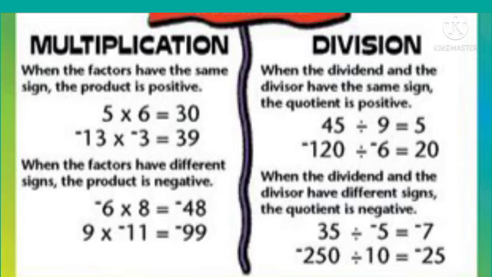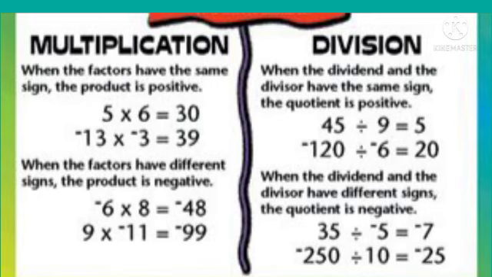And the third operation is multiplication. Rule 1: when the factors have the same sign, the product is positive. Now we can take an example for this case. 5 into 6 is equal to 30. Minus 13 into minus 3 is equal to 39. In these two examples, we take the same signs and get a positive product.